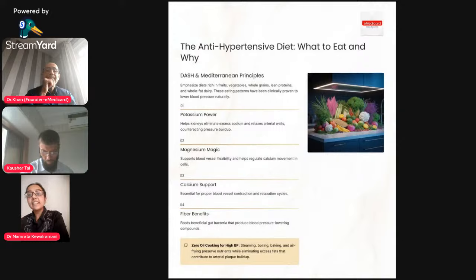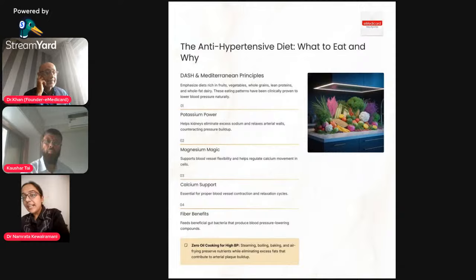Okay, next is magnesium. Magnesium is a very important nutrient for arterial flexibility. Okay, blood vessel flexibility helps regulate calcium movement in channels. So when your potassium, magnesium, and calcium are at an optimum level, your arterial health and your blood circulation are automatically normal. Okay, and we also emphasize a fiber rich diet and low sodium diet, which help reduce hypertension.